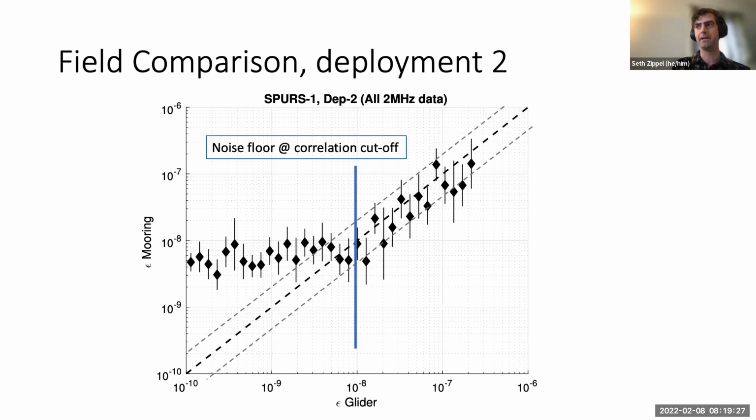The scatter plot: about 10⁻⁸ is where you stop seeing this correlation between the two dissipation rate estimates. Above 10⁻⁸, they seem fairly well correlated within this kind of factor of 2. That's fairly common when you compare two sets of turbulence estimates.